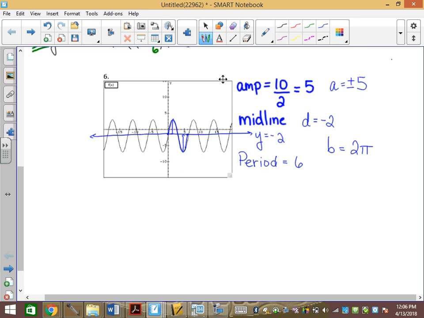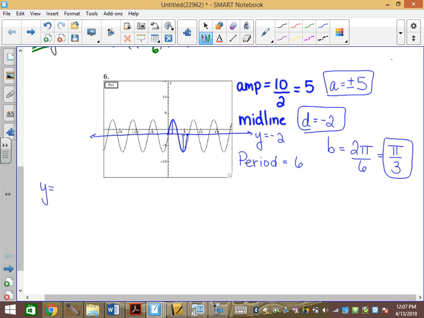On the x-axis. If there's no degrees on the x-axis, you use radians. Okay, so 2 pi divided by 6, so it's at pi thirds. So I have my B, I have my D, I have my A. Let's roll. Okay. So y equals +5, y equals -5, y equals +5, y equals -5.